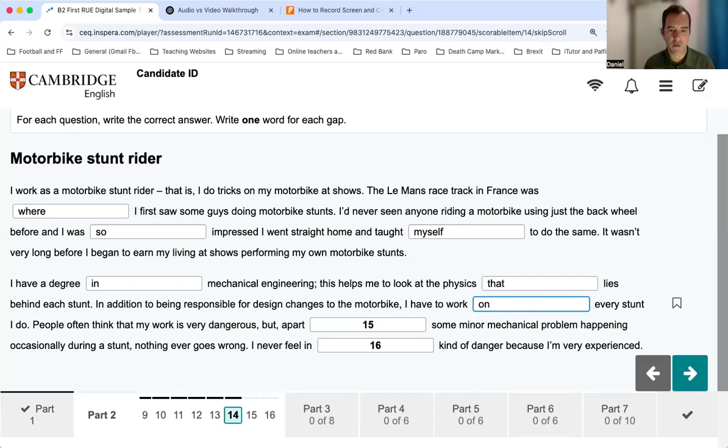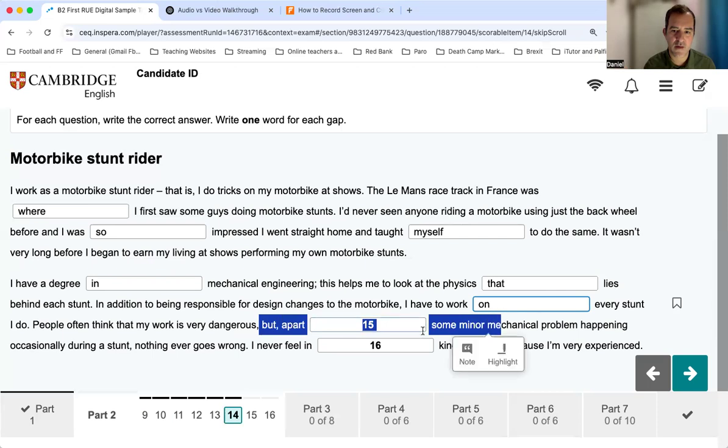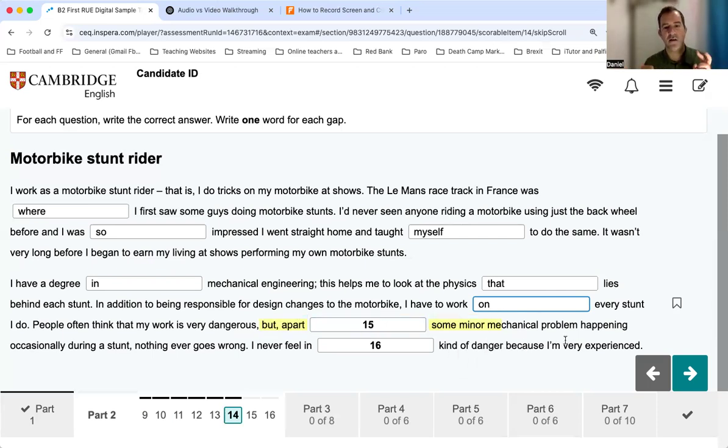People often think that my work is very dangerous, but apart, this one is a little bit easier. Apart, it's like a set phrase. Apart with a preposition, is it apart that, apart in, apart under? No, it's apart from. So I would say, apart from pizza, my favorite food is hamburgers, for example.